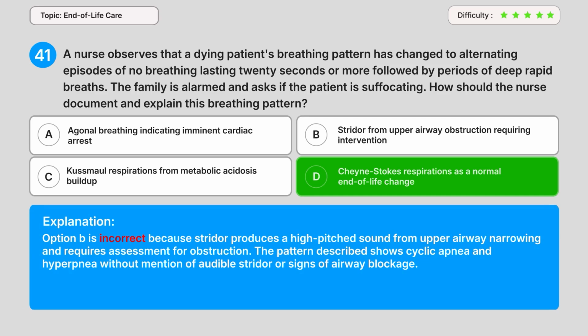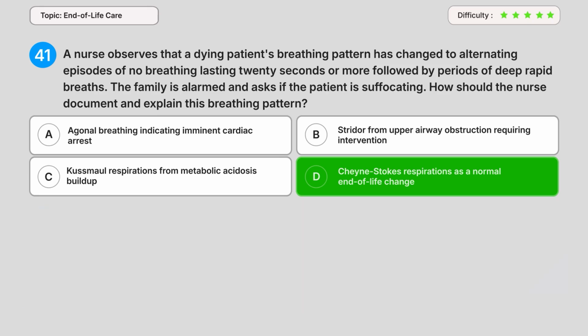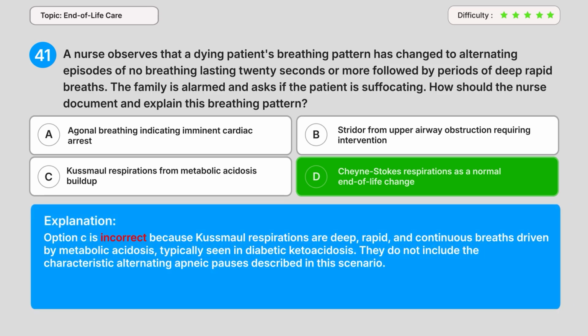Option B is incorrect because stridor produces a high-pitched sound from upper airway narrowing and requires assessment for obstruction. The pattern described shows cyclic apnea and hypopnea without mention of audible stridor or signs of airway blockage. Option C is incorrect because Kussmaul respirations are deep, rapid, and continuous breaths driven by metabolic acidosis, typically seen in diabetic ketoacidosis. They do not include the characteristic alternating apneic pauses described in this scenario.